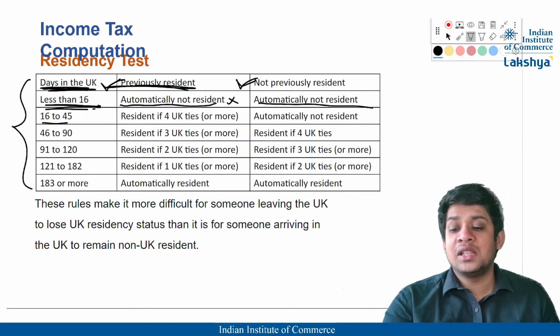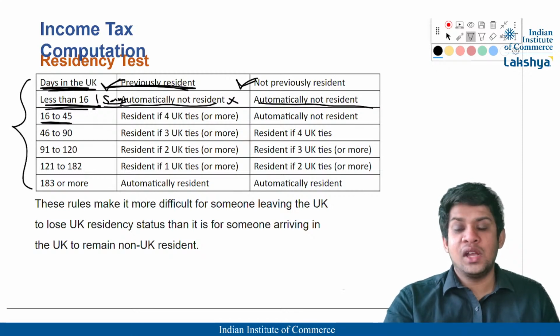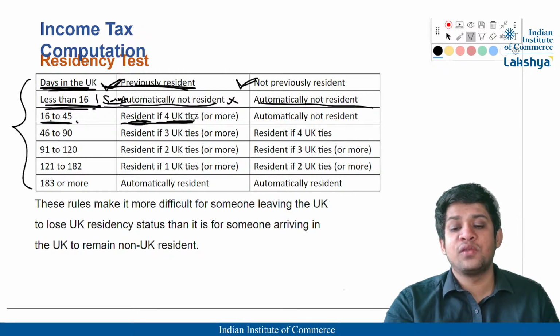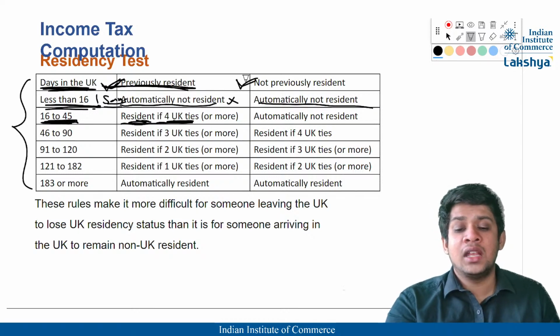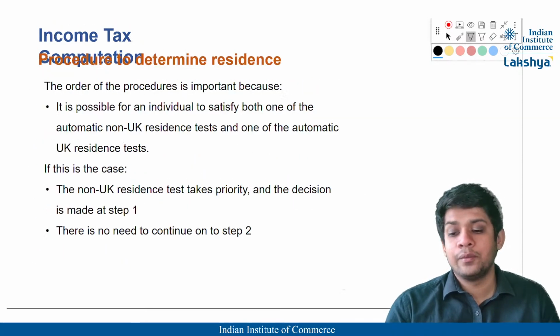Okay. If it is between 16 to 45 days. Okay. That means if it is less than 16, that means he visited only for 15 days. He is automatically a non-UK resident. Okay. But if he or she stayed for 16 to 45 days, then in such a case, he will be a resident in UK if he is previously resident, in this year also, he will be a resident in UK if he meets 4 ties. Okay. And if he has stayed for 16 to 45 days and he is not previously resident, so he will automatically be a non-resident, right? We saw it here.